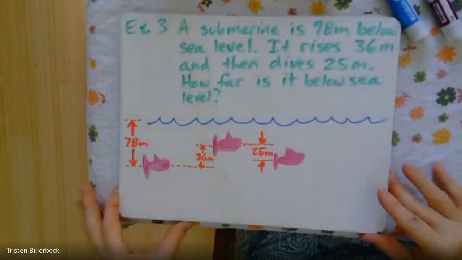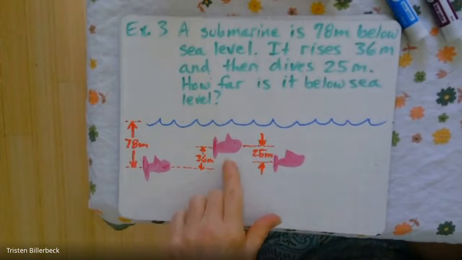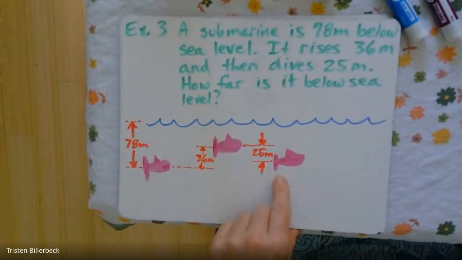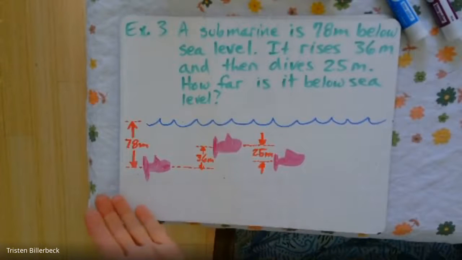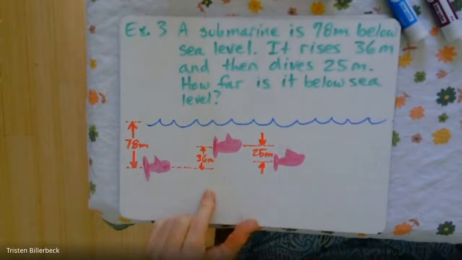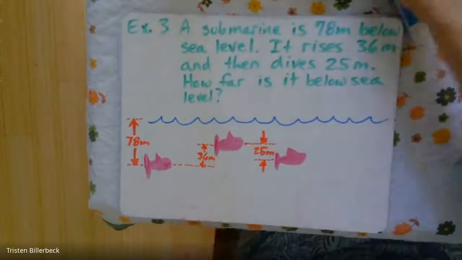Let's talk about submarines. A submarine is 78 meters below sea level. It rises 36 meters and then dives 25 meters. How far is it below sea level? Now, I know the book doesn't have an awesome drawing like this, but whenever we have a word problem, if we get to draw the picture, we should do it because pictures are worth more than 1,000 words. So this makes it so easy to understand.